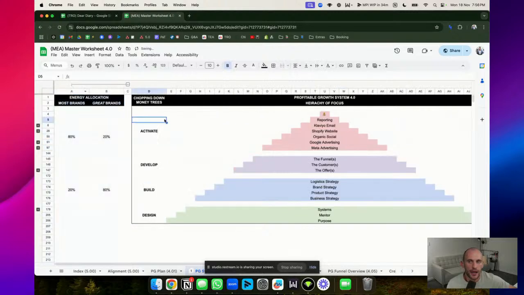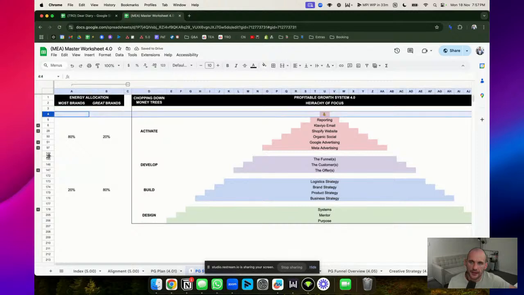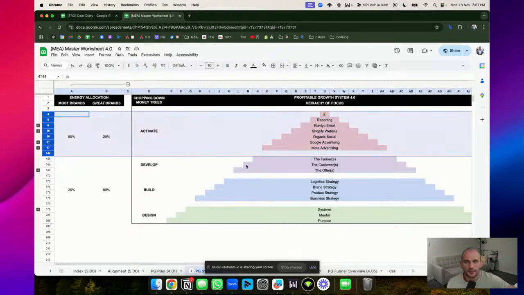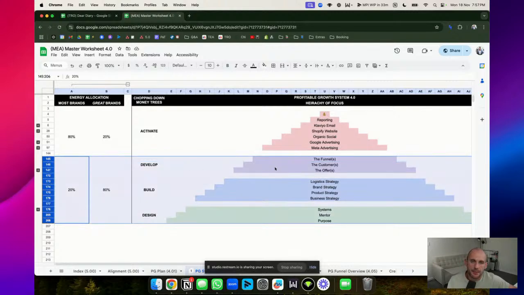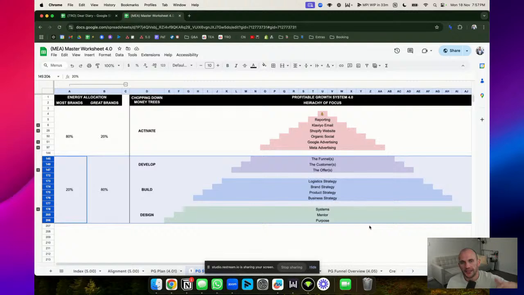And I'll tell you what happens. Most brands spend 80% of their time up here. They spend all their time optimizing their front-end marketing system. Great brands spend 80% of their time down here. They've made sure they've got a strong purpose. There's a mentor to illuminate the path. There's systems that give them the internal leverage to stay on that path at a cost-efficient price point.